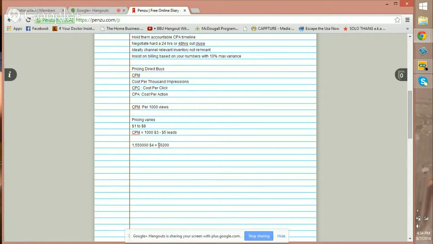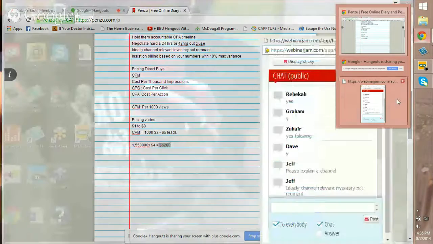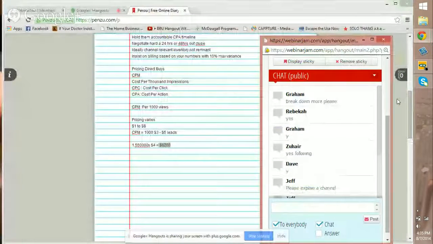What you do is, if you are paying $4 CPM, remember CPM is calculated $4 for every 1,000 people. So you divide this number by 1,000 and you multiply it by 4. It will bring this out. So that's how you calculate your CPM. Does that make sense? Graham, did I break it down properly for you?